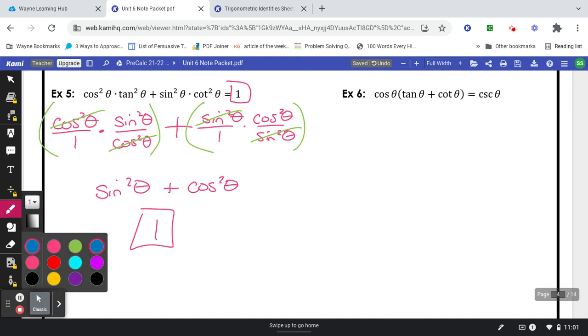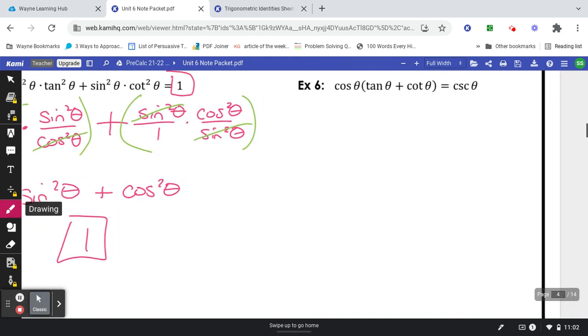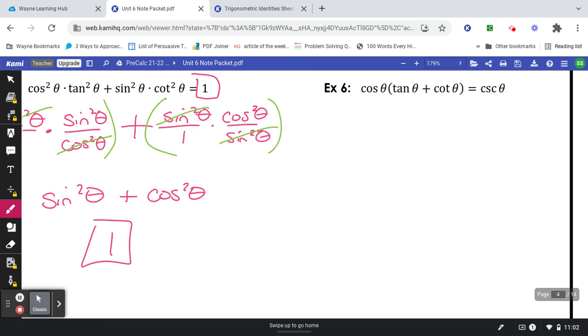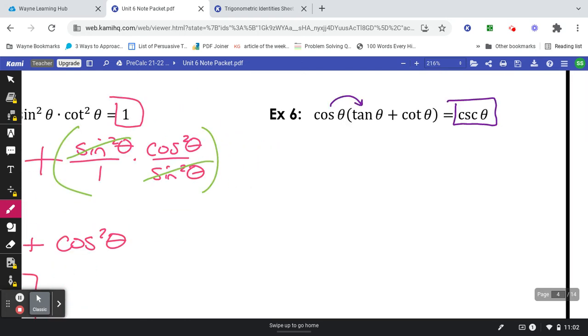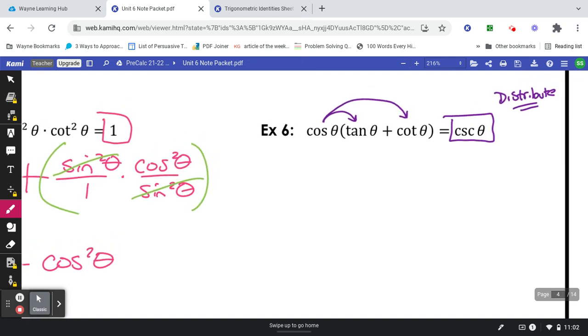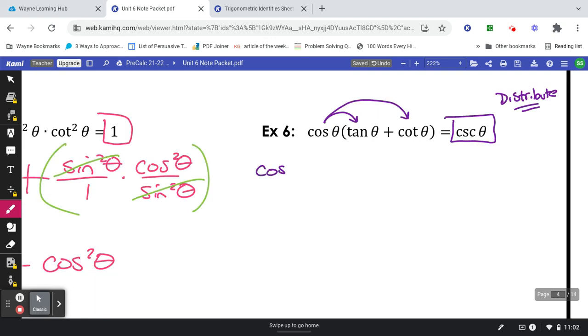All right, problem number 6, a little bit more complex. So give yourself a little bit of extra room to write here. Don't write too large. First thing we're going to do, box this cosecant squared on the right, and we are going to distribute. Again, easier to distribute and FOIL at the beginning as opposed to later on. Cosine times tangent is just going to be cosine tangent. If you want to put a dot in the middle, you can. If you don't want to, you don't have to.